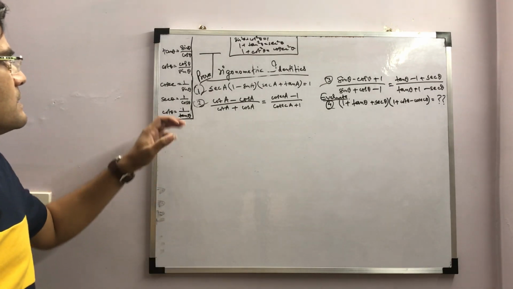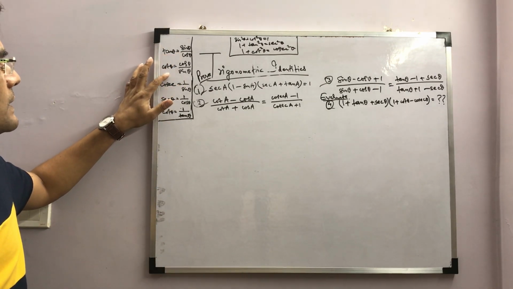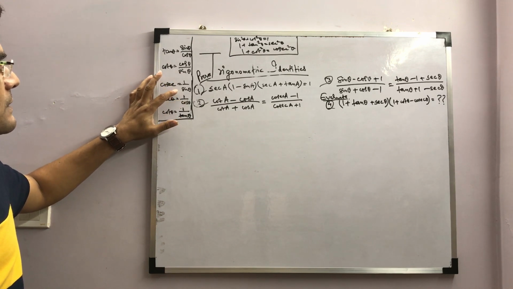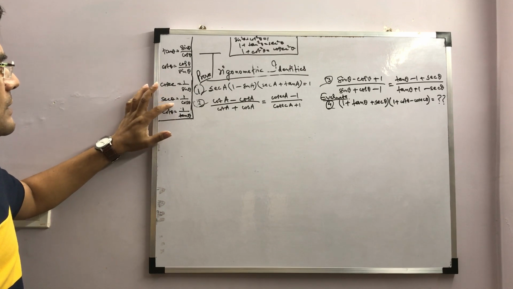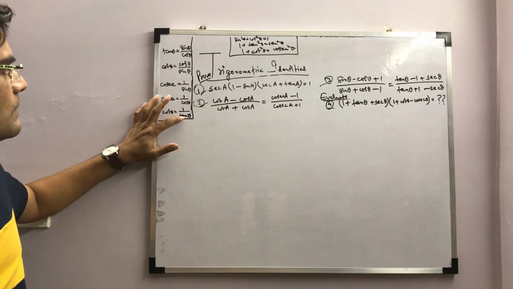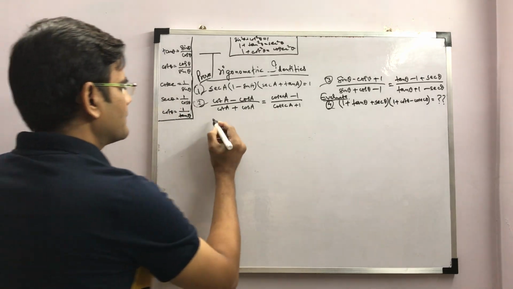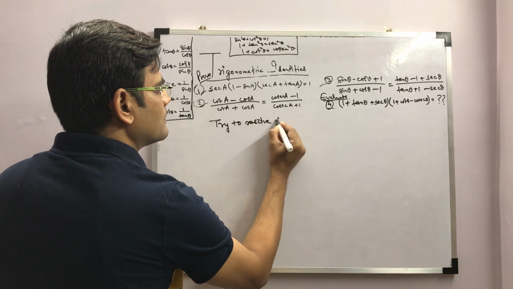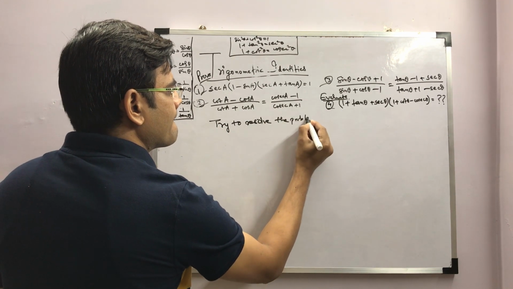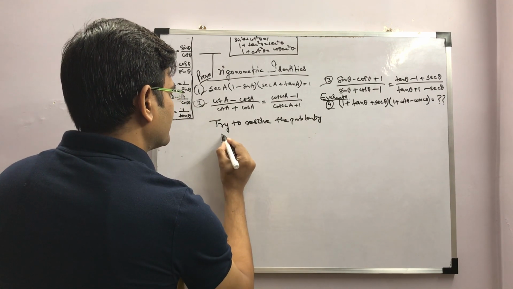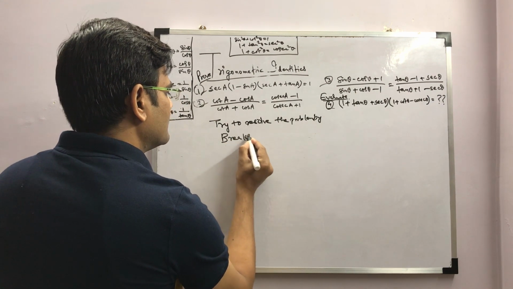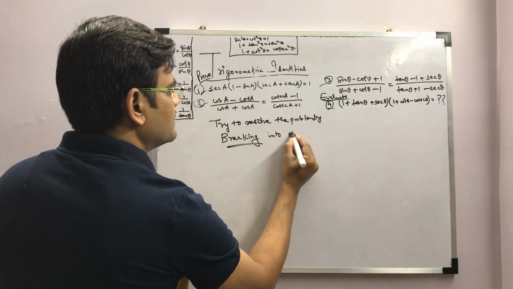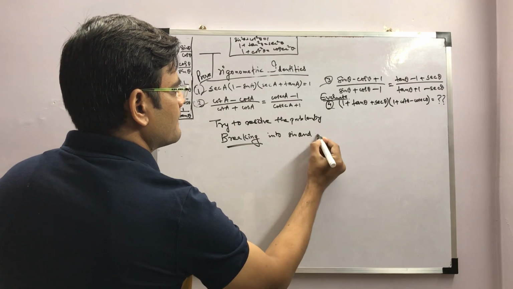You know, tan can be expressed in terms of sin by cos, cot can be expressed in terms of cos by sin, cosec can be written as 1 by sin, sec can be written as 1 by cos, cot can be written as 1 by tan or cos by sin. So break everything, try to resolve the problem by breaking. This is important: break into sin and cos. That's the basic, sin and cos.